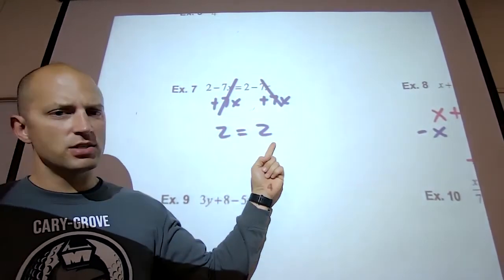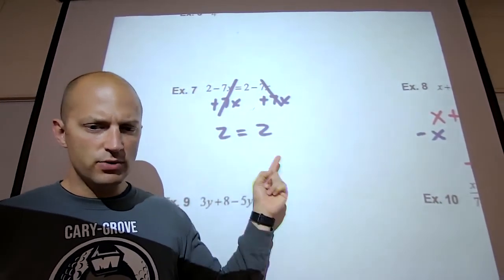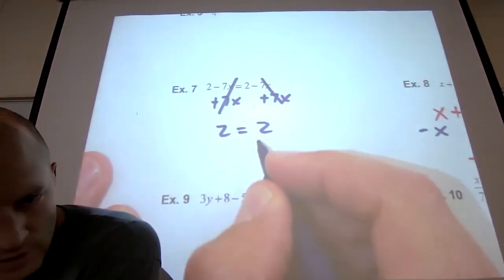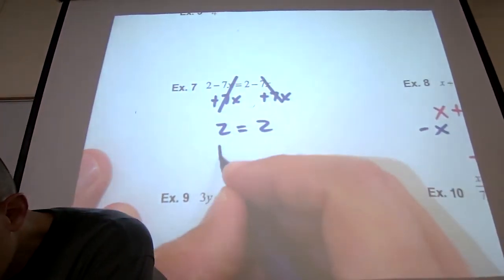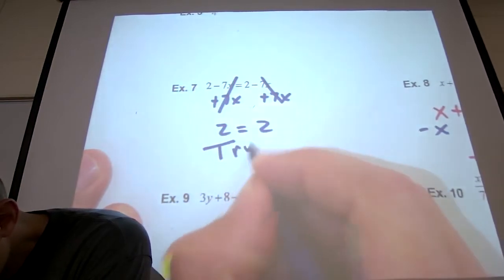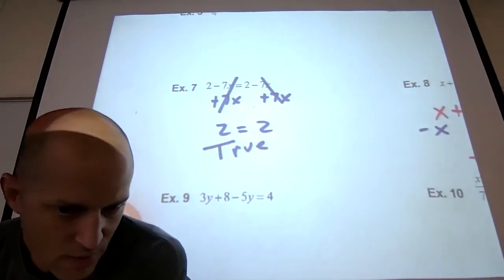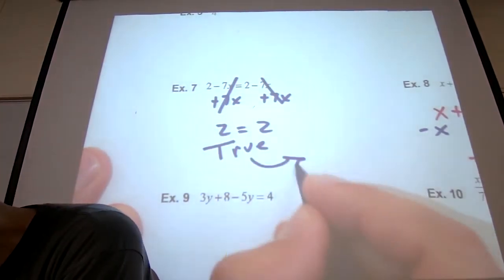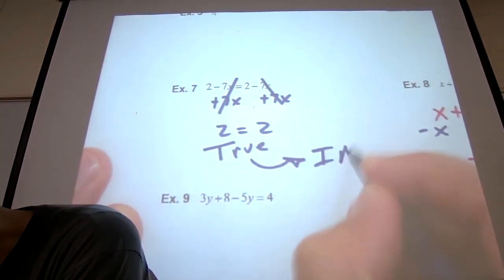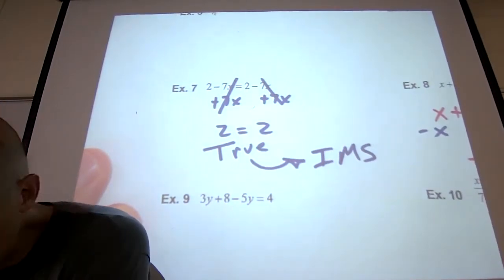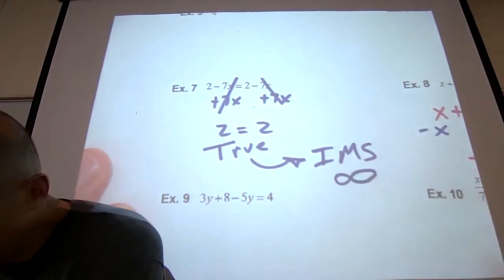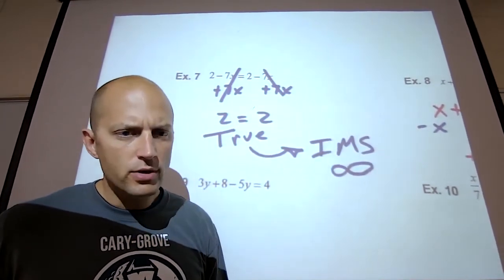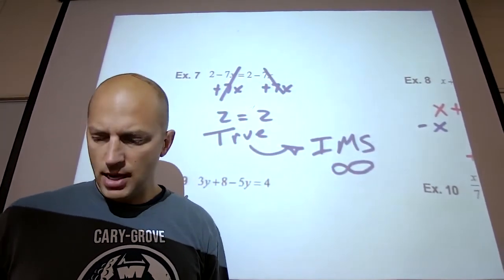Anyways, all of them disappeared. Now, ask yourself, is 2 equal to 2? Is that true or false? And you guys agree 2 things equals 2 things. I'm seeing thumbs up. Yeah, 2 equals 2. So if it's true, then we get what's called infinitely many solutions, IMS for short, or the infinity sign, okay? Or all real solutions, okay?